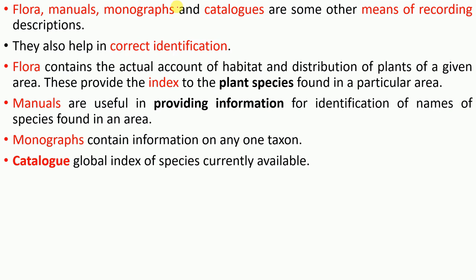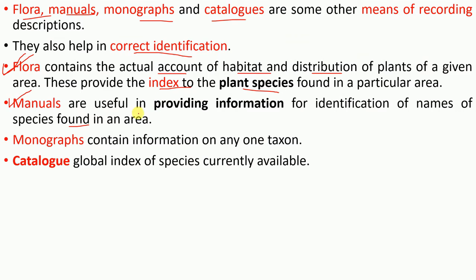Now there are some more, like flora, manuals, monographs, and catalogs, which are other means of recording descriptions. For example, they also help in correct identification. Now what is meant by flora? Flora contains the actual account of habitat and distribution of plant species in a given area, and this provides the index to the plant species found in a particular area. So whenever you are considering plant species, they fall under flora. Now what is meant by manual? Manuals are useful in providing information for identification of names of the species found in an area.